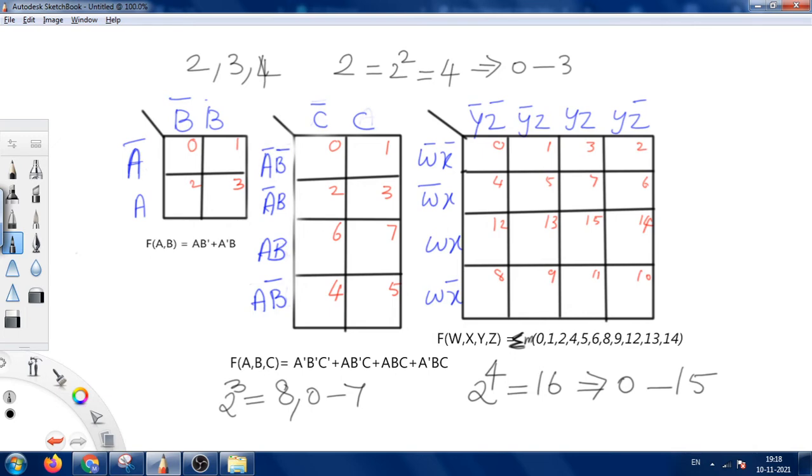Suppose it is a 2 variable Karnaugh map, the maps are named as A bar and then A, likewise B bar and then B. So this is the way you have to name. These positions are very important so that the simplification can be done correctly.